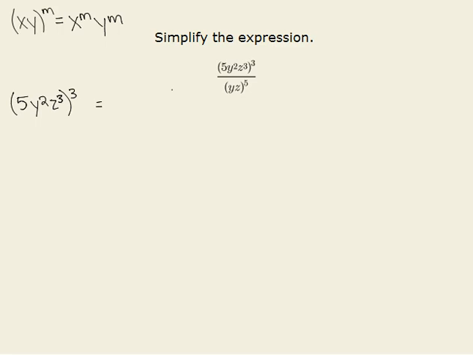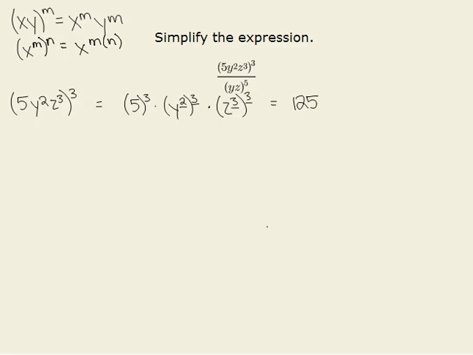Using the power of a product rule, we get 5 to the third times y squared to the third times z to the third to the third. So 5 to the third gives us 125. Now both the y and z variables are already being raised to an exponent and then being raised to another exponent. So we will use the power rule, which states that when you have a variable being raised to one exponent and then another, you multiply the exponents.